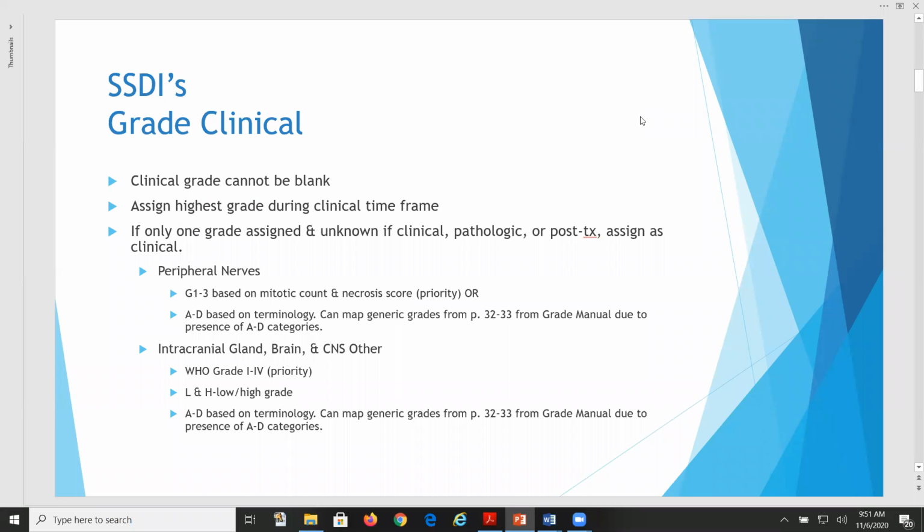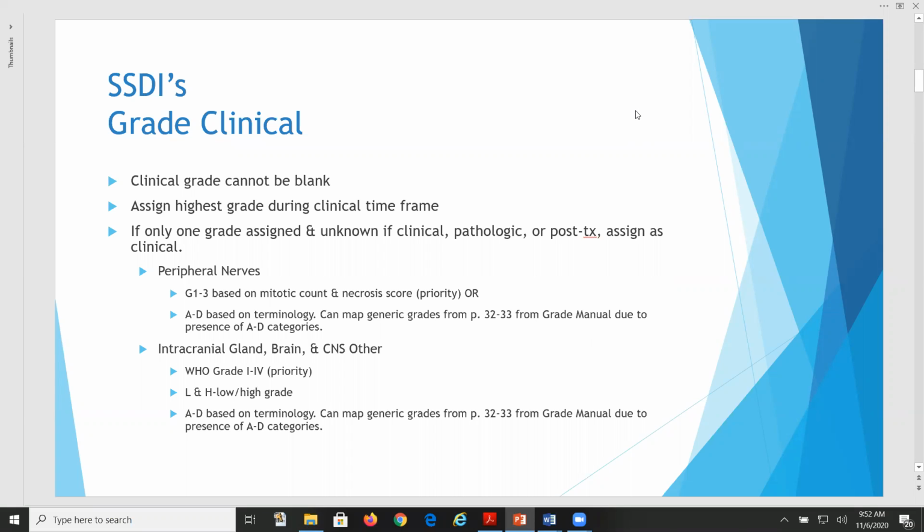Our SSDIs, starting with grade. We talked about this, and not a lot different from our process of looking at the grade clinical, pathological, and post-therapy in the urinary sites. Our grade clinical cannot be blank. We assign the highest grade during the clinical time frame. If only one grade is assigned and unknown if clinical, pathological, or post-therapy, assign as clinical.